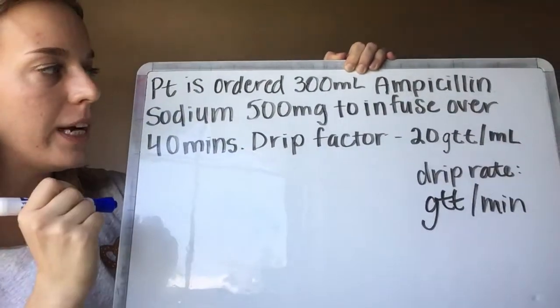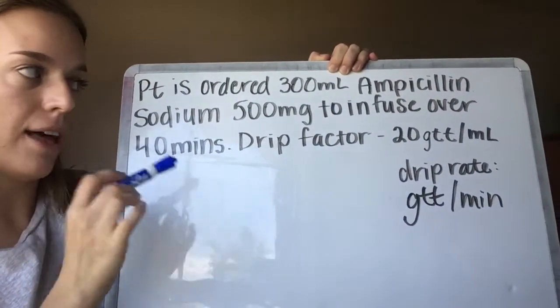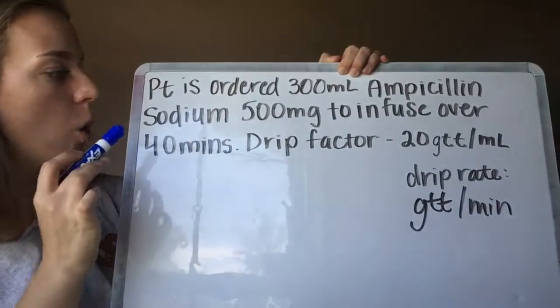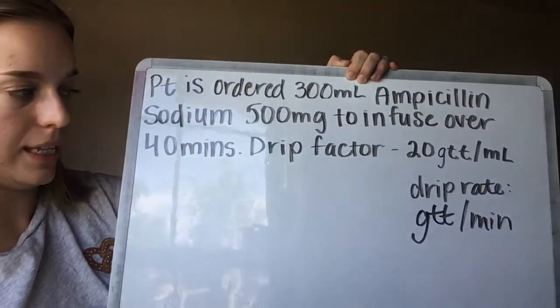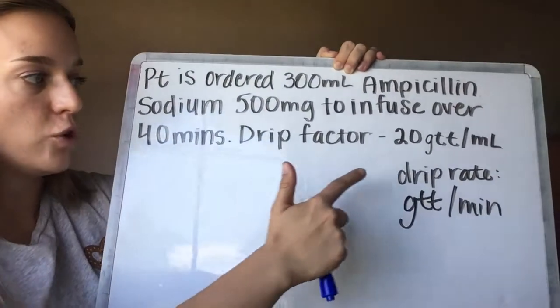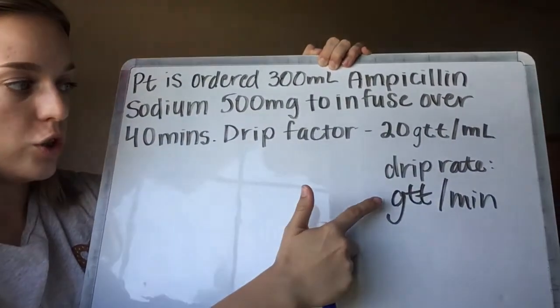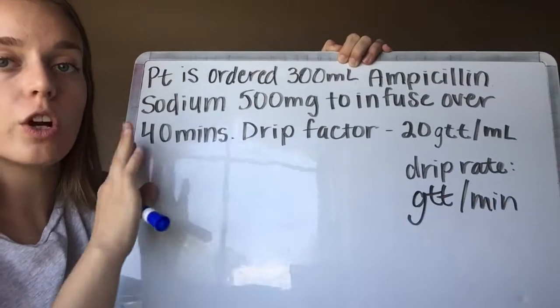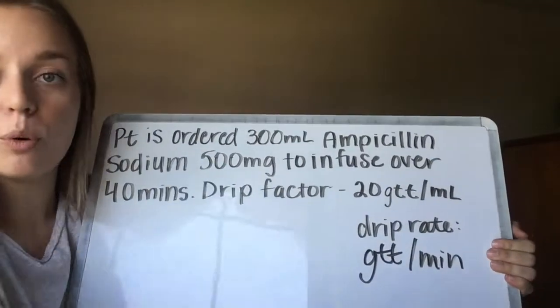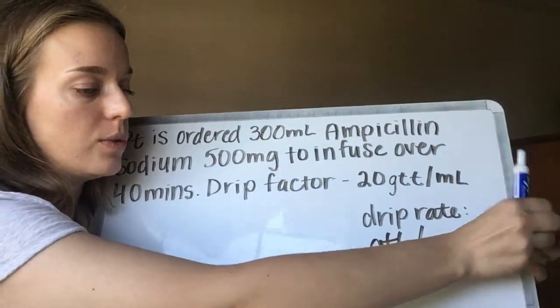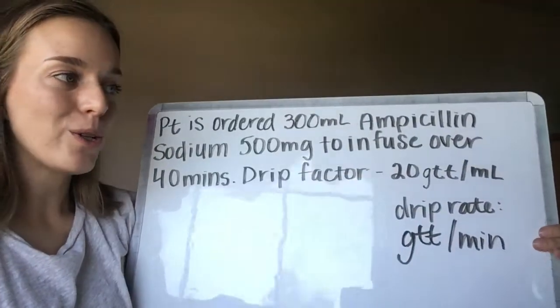Patient is ordered 300 milliliters of ampicillin sodium, 500 milligrams to infuse over 40 minutes. Our drip factor is 20 drops per milliliter. Don't forget, we're looking for drip rate. So that is drops per minute. That is our ultimate, what we're going for here. So let's go ahead and pull out the important information and set it up using dimensional analysis.